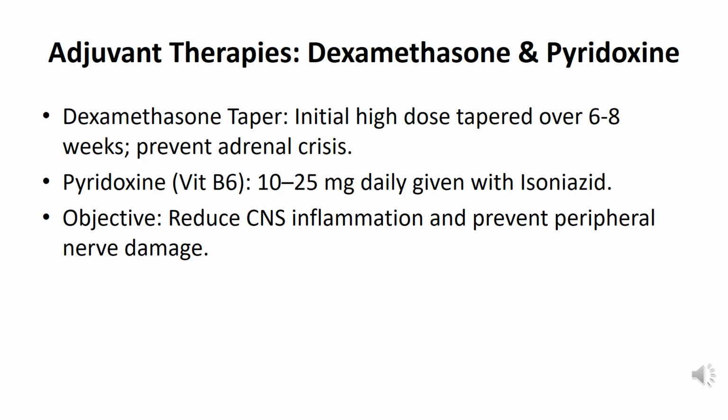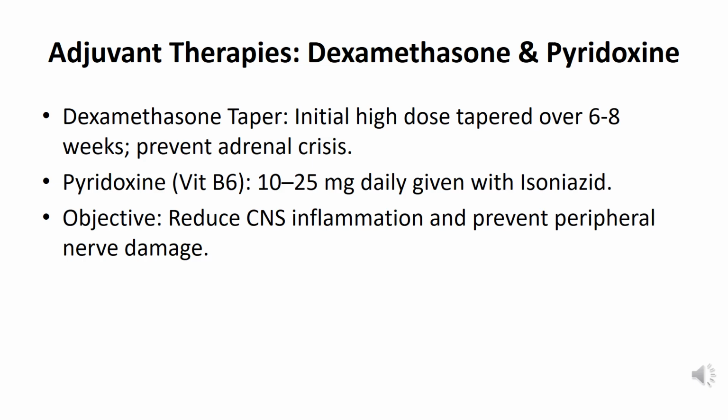Isoniazid can interfere with the body's vitamin B6 metabolism. Over time, this may lead to nerve irritation and damage. Patients may develop symptoms such as numbness, tingling, burning sensations, or weakness, particularly in the hands and feet. This condition is known as peripheral neuropathy. Pyridoxine supplementation helps prevent these complications. It protects nerve function and supports normal neurological health throughout treatment. Together, dexamethasone and pyridoxine play valuable roles in the management of tuberculous meningitis.